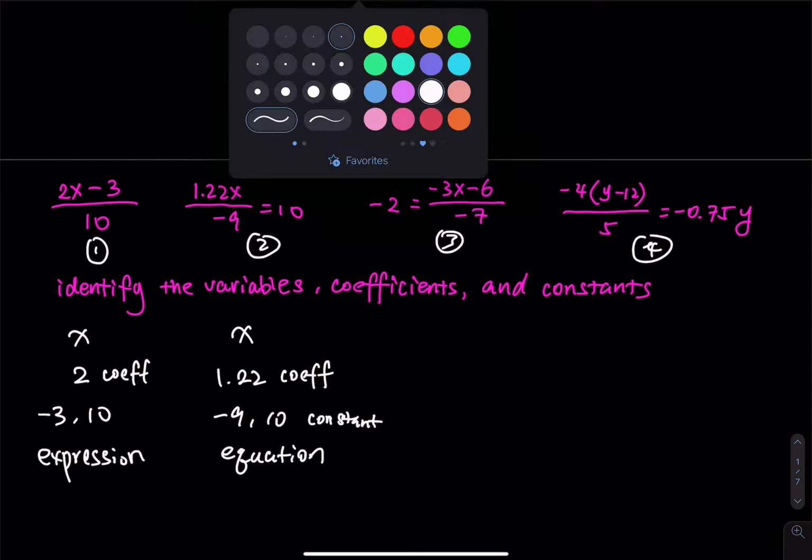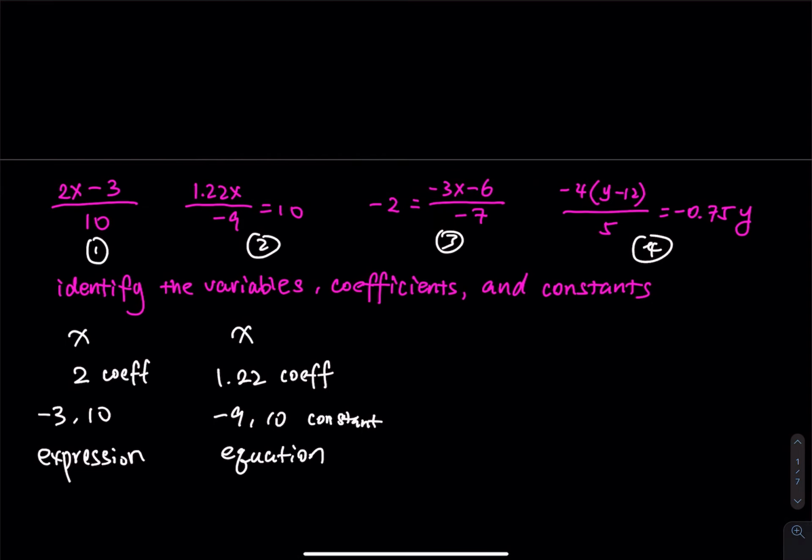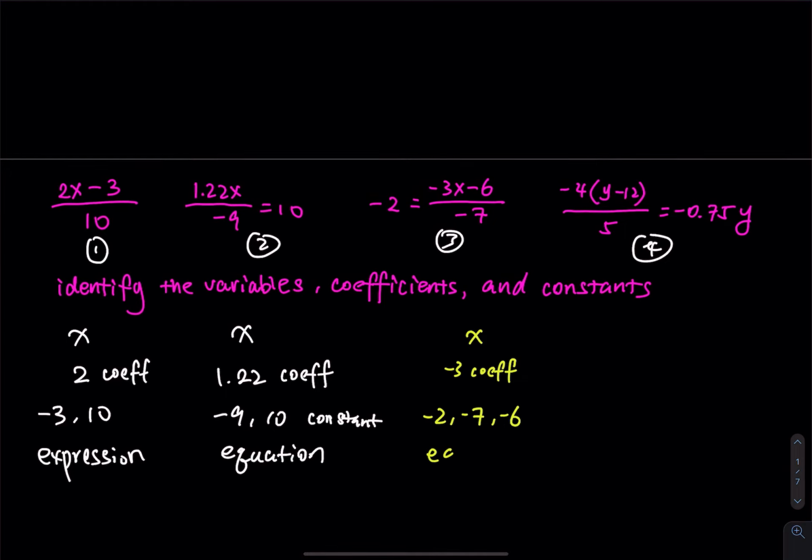Okay, let's use a different color to divide the work. The next one, number 3, how many variables? 1, x, right? And then how many coefficients? 1, negative 3, coefficient. How many constants? 3, negative 2, negative 7, and negative 6. And this is an equation.